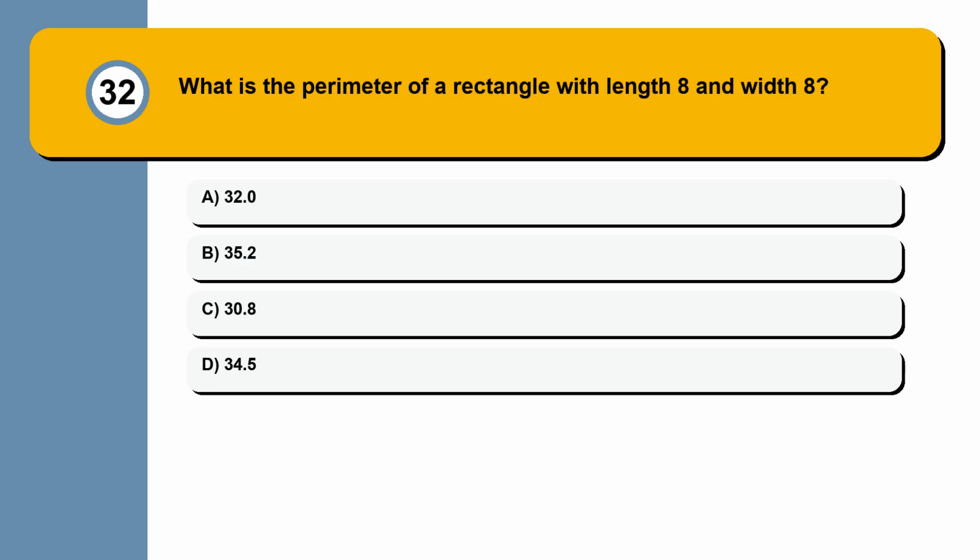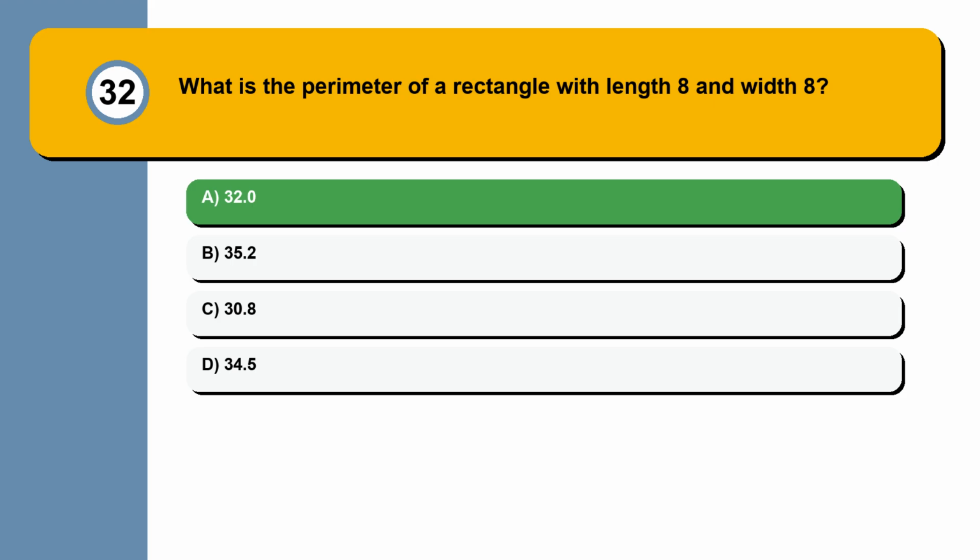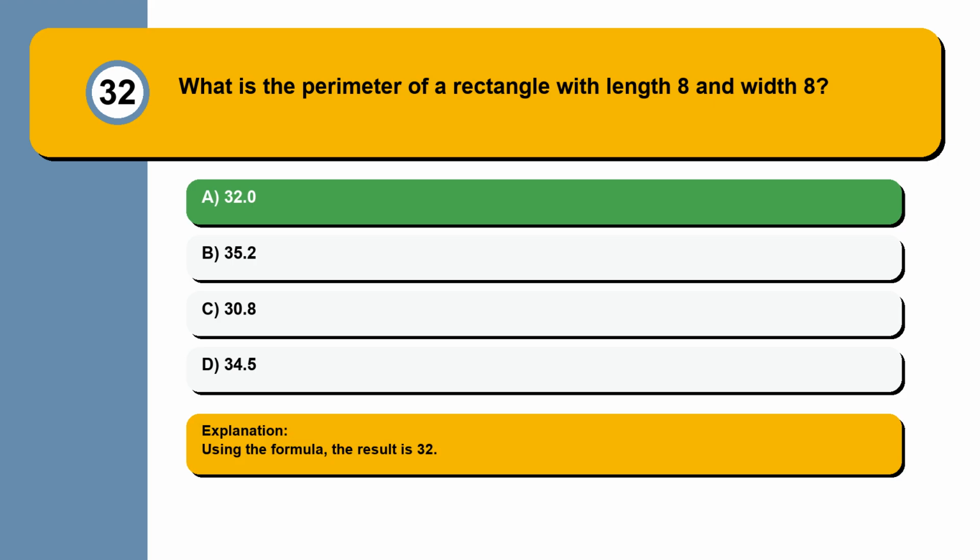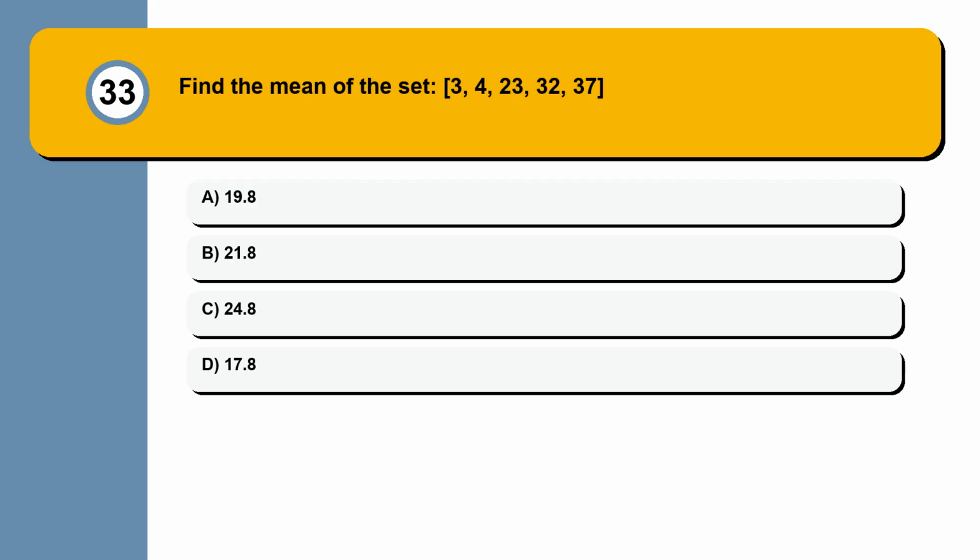Question 32. What is the perimeter of a rectangle with length 8 and width 8? Options: 32, 35.2, 30.8, 34.5. Using the formula, the result is 32. Question 33. Find the mean of the set 3, 4, 23, 32, 37. Options: 19.8, 21.8, 24.8, 17.8.